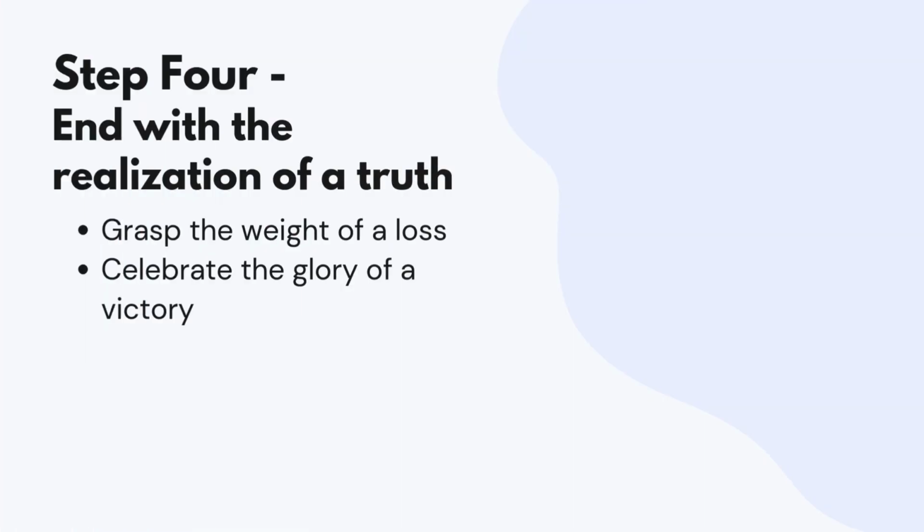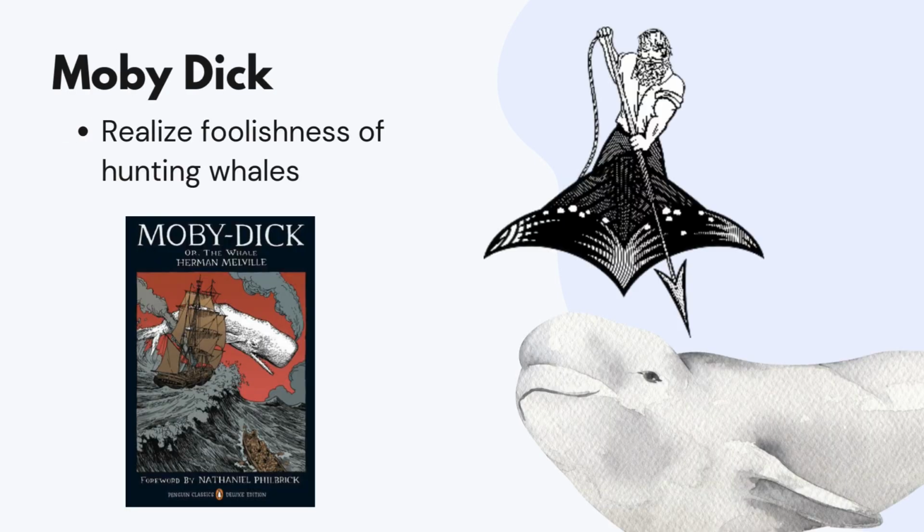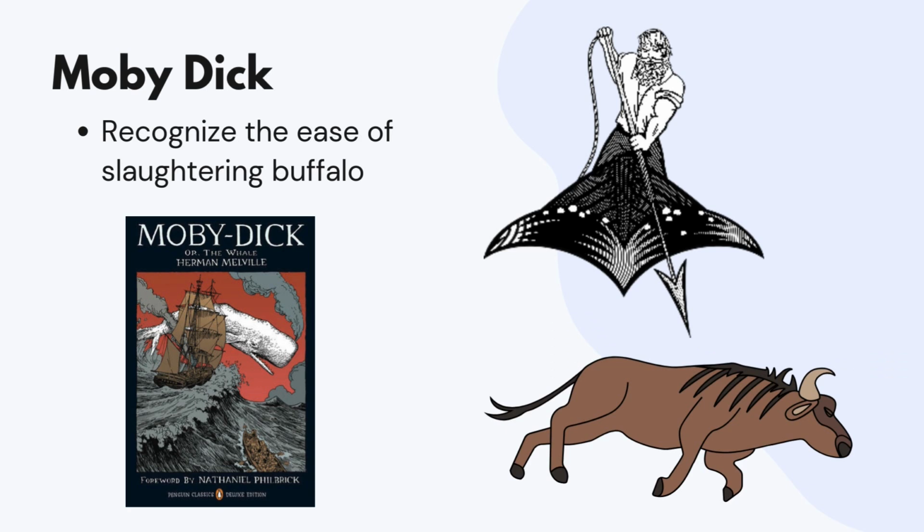Step 4. End with the realization of a truth. At the end of your story, your character should be center stage. They must grapple with what they've lost or celebrate what they've accomplished. In Moby Dick, for instance, Captain Ahab comes to realize the foolishness of his quest for vengeance and understands it would probably be easier just to shoot a bunch of deer or buffalo or something.